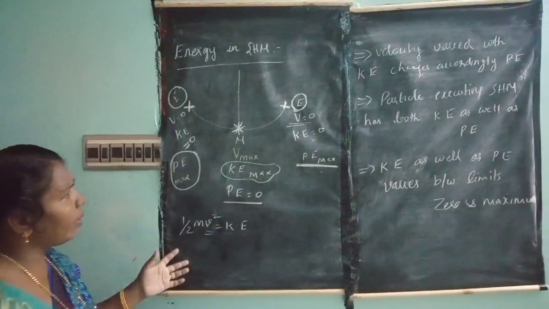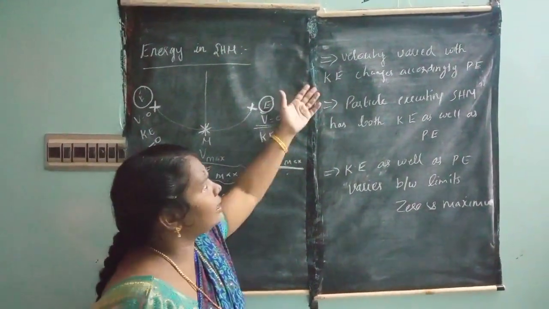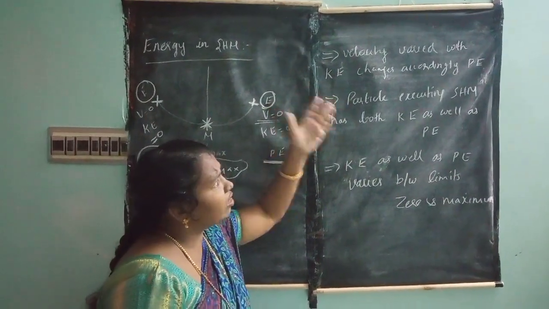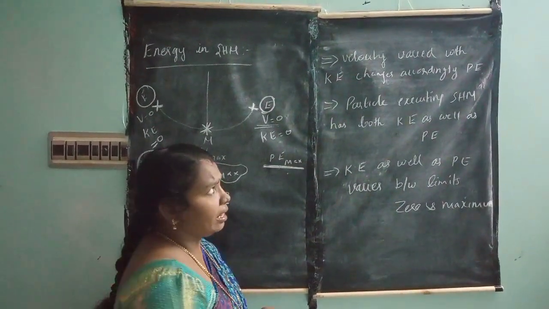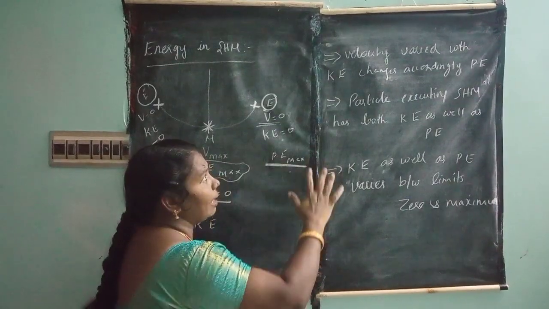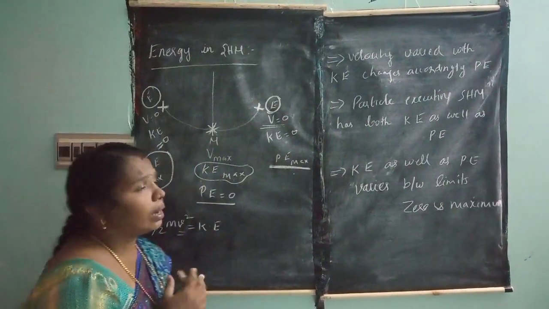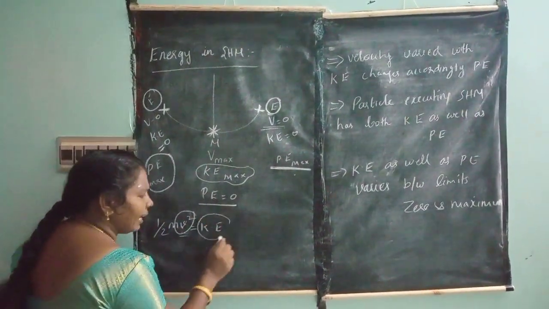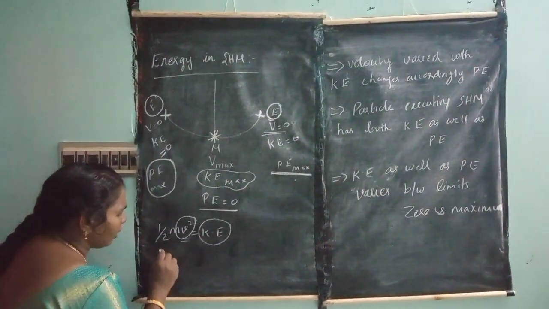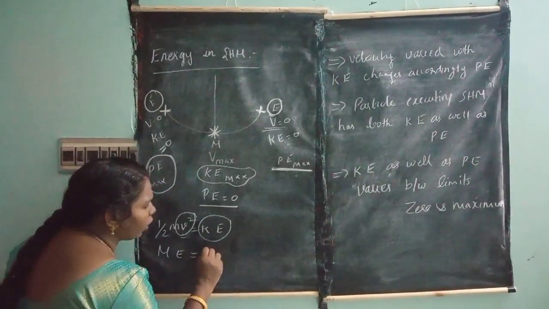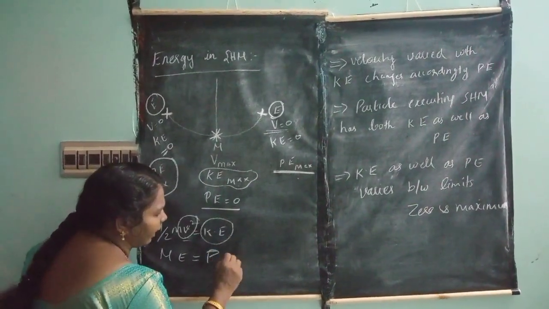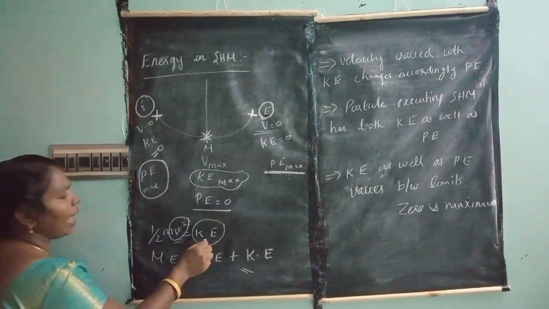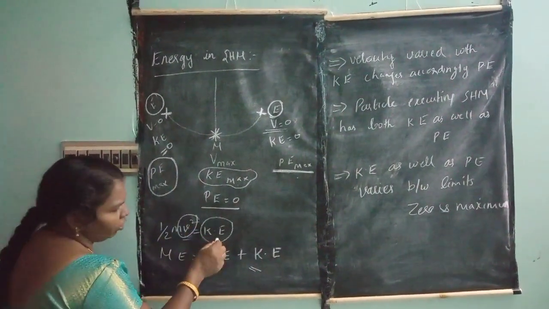Okay. So from that, the velocity varies. When the velocity varies, the kinetic energy changes accordingly, and the potential energy term also. When the velocity changes, the kinetic energy also changes, because you know that the mechanical energy is equal to potential energy plus kinetic energy.